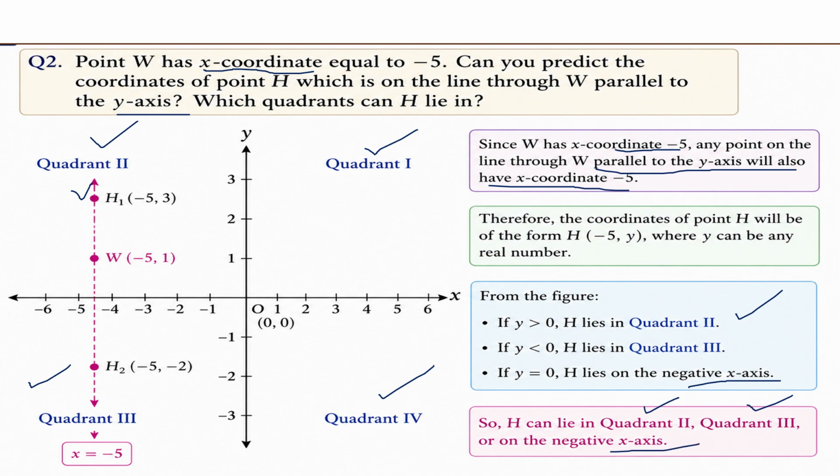Please understand, it has been asked which quadrants H can lie in. And related to what you have to predict the coordinates of point H, you can see the pink line, which is on the second and the third quadrant. I hope question number 2 is clear to you.